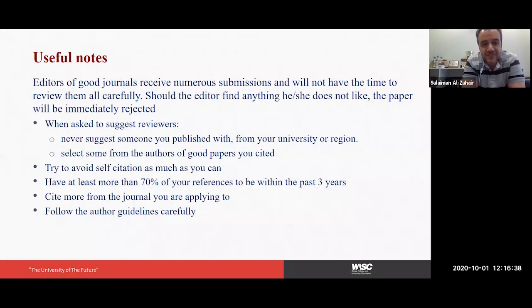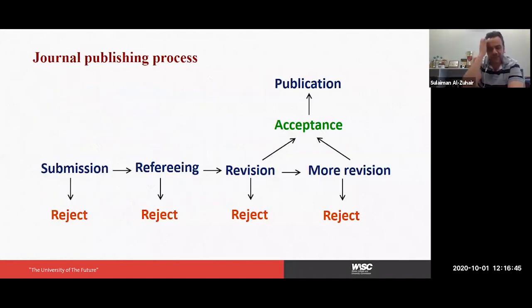However, I must admit that I do those tricks sometimes. Okay, you should follow the author's guidelines carefully. The paper publishing reviewing process goes through this.